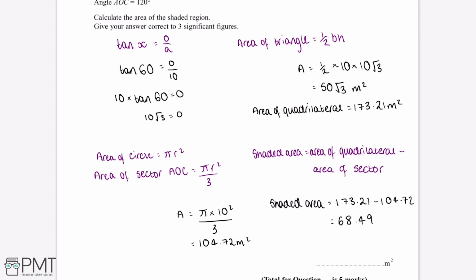And now the final thing we need to do is give our answer correct to 3 significant figures. So we're going to want to round 68.49 up to 68.5. And this is our final answer.